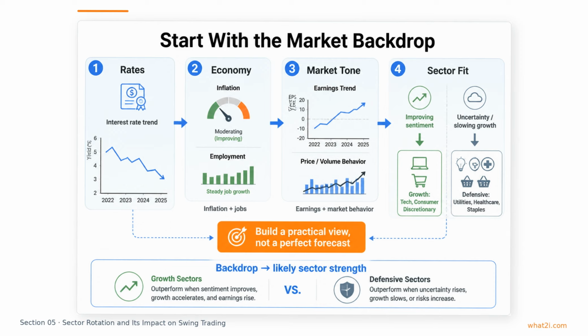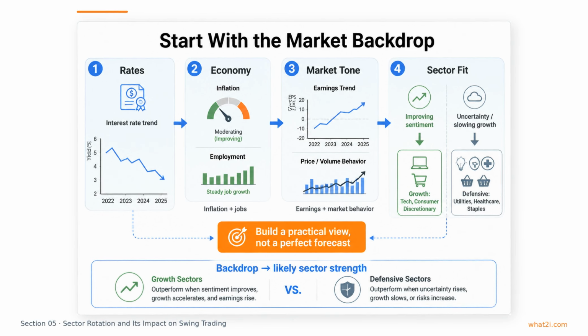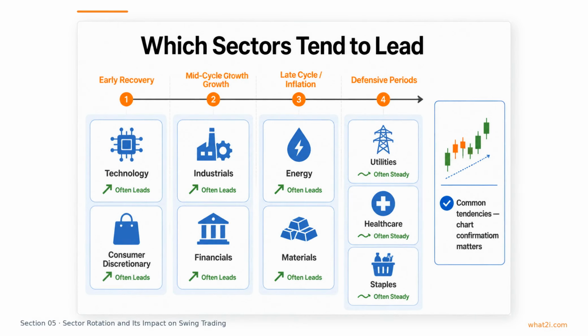Watch interest rates, inflation data, employment trends, earnings behavior, and the tone of the broader market. Then ask which types of sectors should benefit from that environment. For example, improving risk appetite may support growth sectors, while uncertainty may send money toward more defensive groups. The goal is not to force a macro narrative. It is to build a workable map of where capital seems likely to flow and then check whether price action confirms that idea.